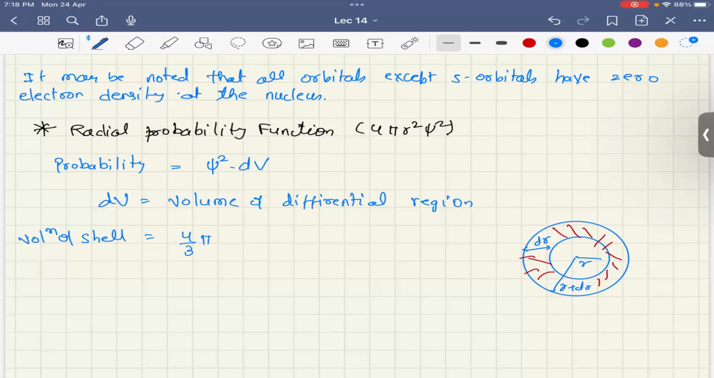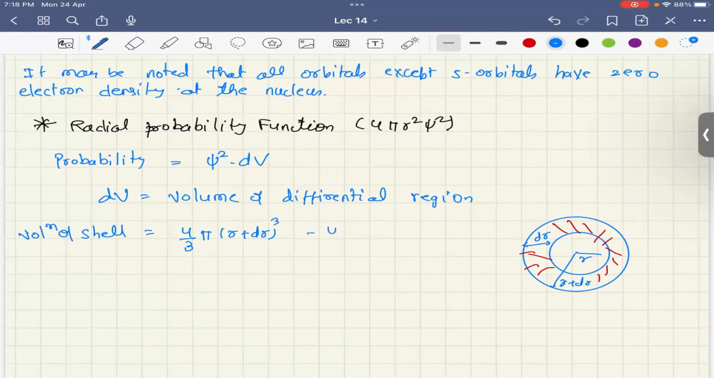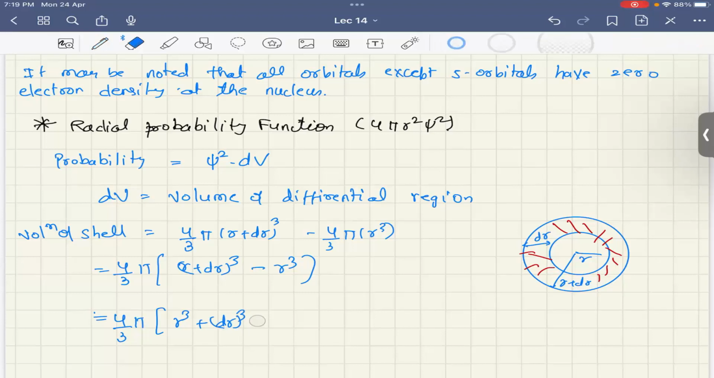Right? This is going to be 4 by 3 pi (r plus dr) cube minus 4 by 3 pi r cube, which is nothing but 4 by 3 pi. We are going to take the constant out: (r plus dr) cube minus r cube. Expanding, this becomes r cube plus dr cube plus 3 r square dr plus 3r dr square, right, minus r cube.